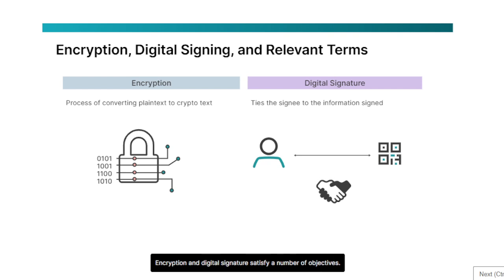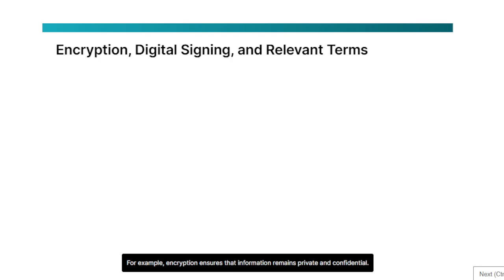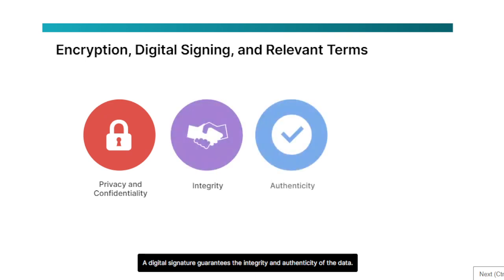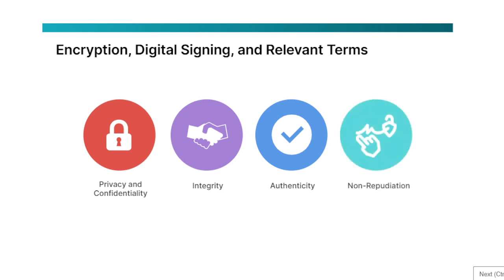Encryption and using a digital signature satisfy a number of objectives. For example, encryption ensures that information remains private and confidential. A digital signature guarantees the integrity and authenticity of the data. It can be used to identify or authenticate an entity. It can also ensure non-repudiation.